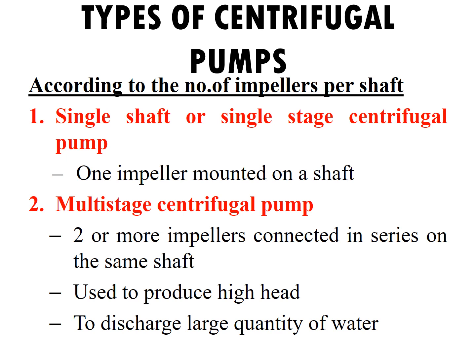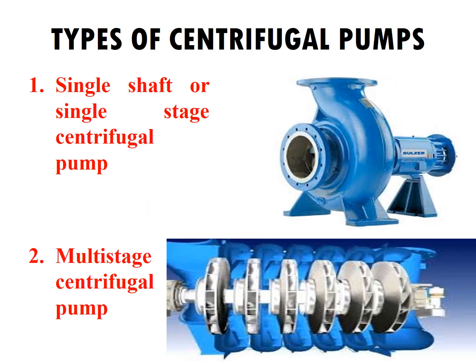Now according to the number of impellers used, you can have single shaft or single stage centrifugal pump which has only one impeller mounted on a shaft, and multi-stage where there are two or more impellers connected in series. It is to produce high head and to discharge a large quantity of water. So this is a figure showing a single shaft or single stage centrifugal pump, and the second one is a multi-stage centrifugal pump.